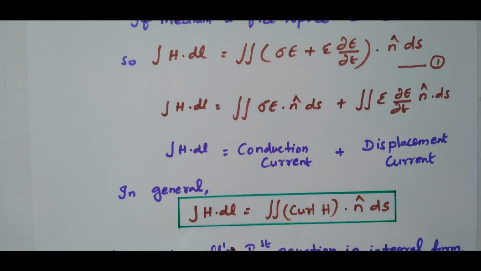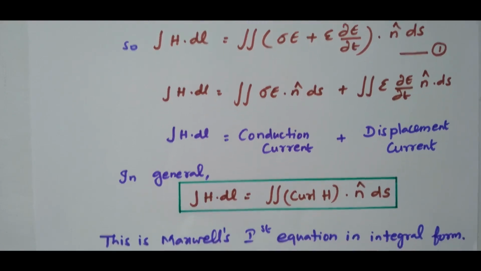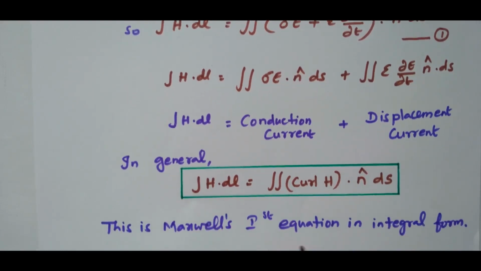Finally we can write integral H dot dl equal to double integral curl H dot n cap ds. This term can be replaced as curl of H. So this is nothing but Maxwell's first equation in integral form: integral H dot dl equal to double integral curl H dot n cap ds. Now we'll see the differential form.